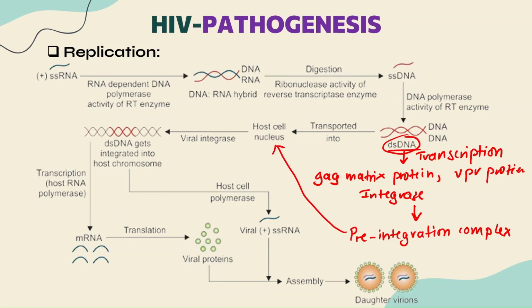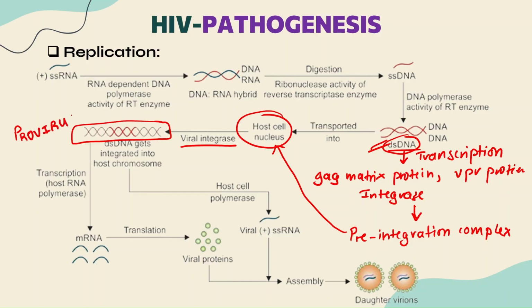After entering inside the host cell nucleus, this double stranded DNA is going to get fused with the host cell DNA. So the viral DNA and host cell DNA will integrate. The process is mediated by the enzyme viral integrase, and after integration, the thing you are seeing over here is referred to as a provirus. This provirus can establish a latent infection. It will result in a latent infection.